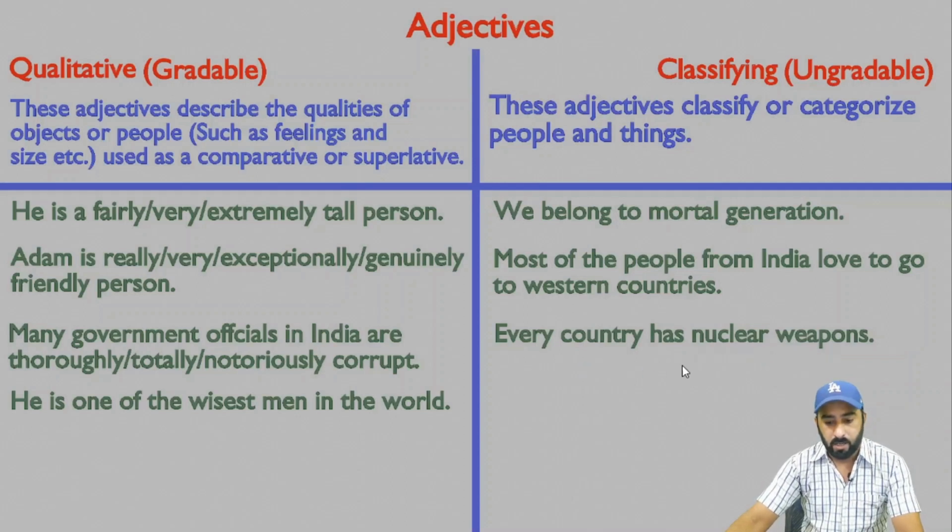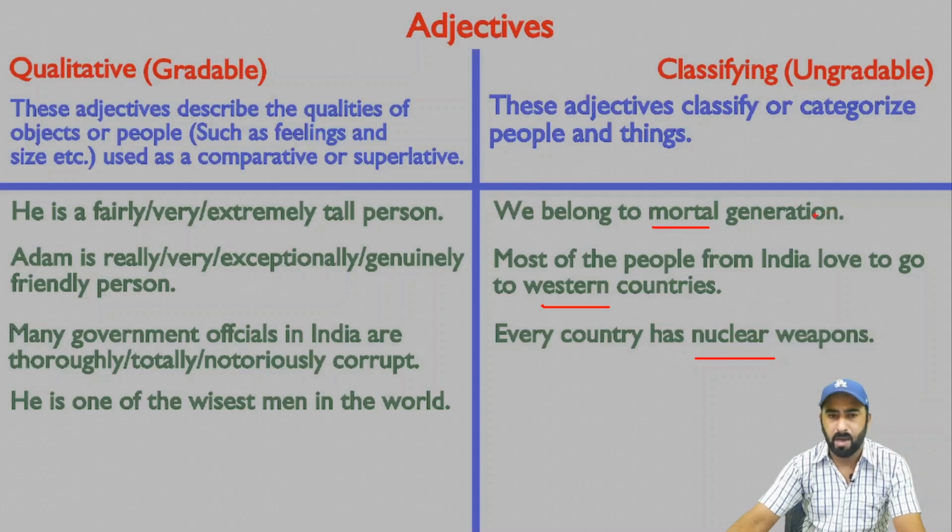So that's why these three adjectives, mortal, Western, and nuclear, are classifying adjectives or ungradable adjectives. There are many other classifying adjectives you can use in your language. I hope from these examples and the definitions you have a clear idea of how to use qualitative and classifying adjectives in your language or IELTS test, in your writing and your speaking.